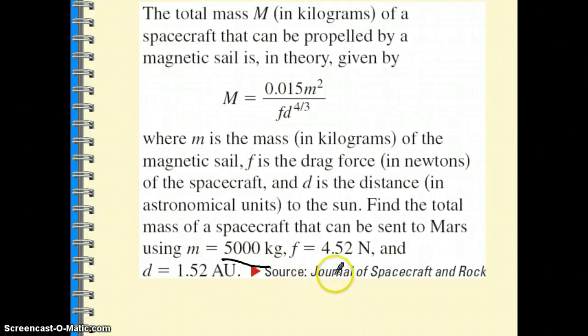Find the total mass of the spacecraft that can be sent to Mars using little m of 5,000 kilograms, so that's the mass of the sail, a drag force of 4.52 newtons, and a distance of 1.52 astronomical units. Okay, so we look at this, we see the variables we have this little m, we have the F, we have the d, so we have these 3 variables that all we have to do is substitute in, and we can find the total mass in kilograms of our spacecraft.